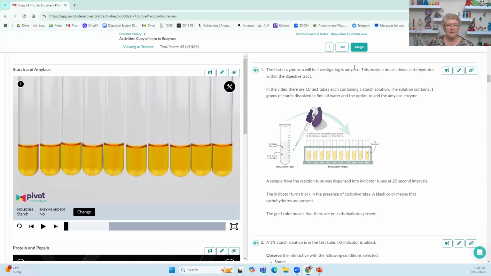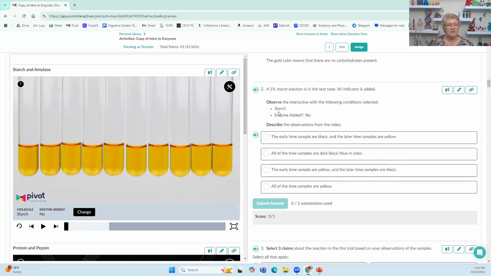There's nothing to do in this one. This is just information. Now we scroll down here, there's something to do. A 1% starch solution is in the test tube. IKI indicator is added. Now we're going to observe the interactive with the following conditions selected. Starch, yes. Enzyme added, no.